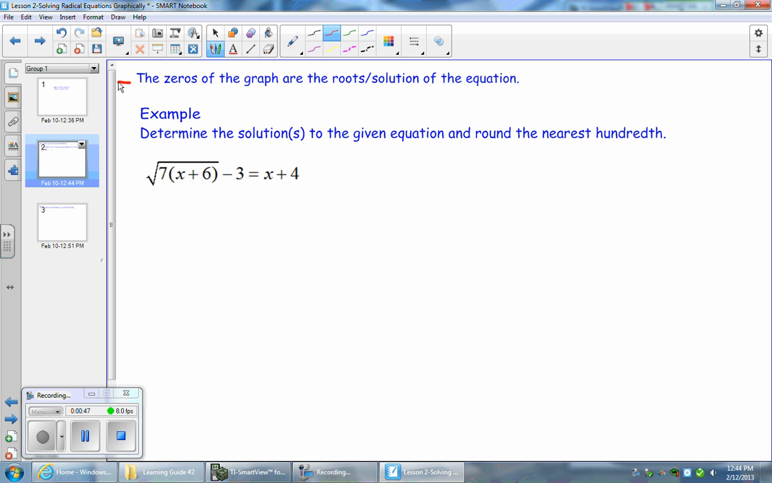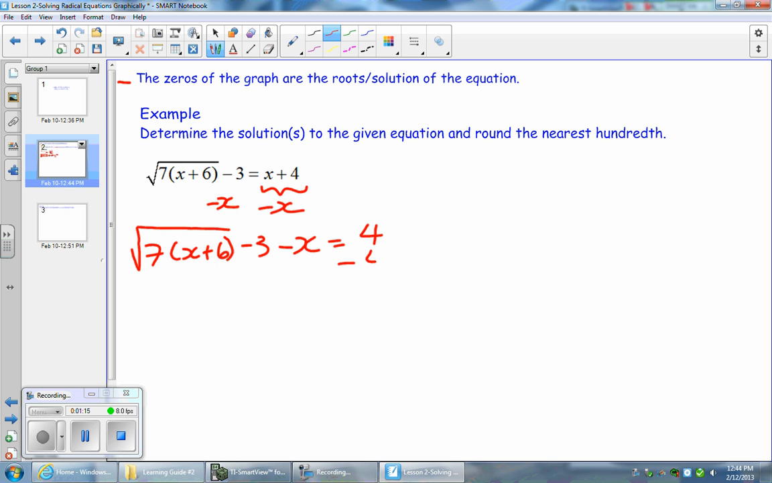all your terms to one side and make it equal to 0. So you're going to bring all this, it doesn't matter which side you work with, I'm going to bring the right-hand side over to the left-hand side. So in doing this, the first thing you want to do is subtract x from both sides. So I have square root of 7 times x plus 6 minus 3 minus x, and that's going to be equal to 4. Okay, so the last step you want to do here is subtract 4 from both sides now.